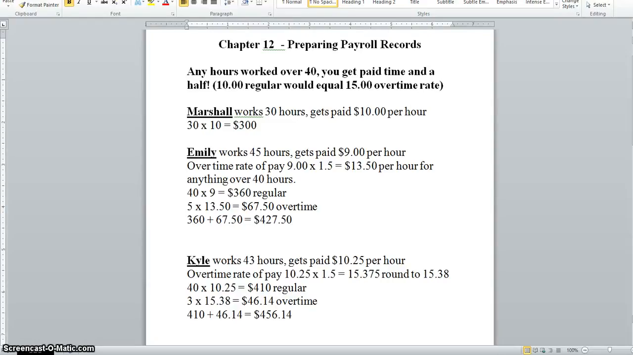In Chapter 12, we're going to learn all about preparing payroll records, but first we need to do a brief introduction into hours worked and rate of pay and so forth. So here's a couple of examples.